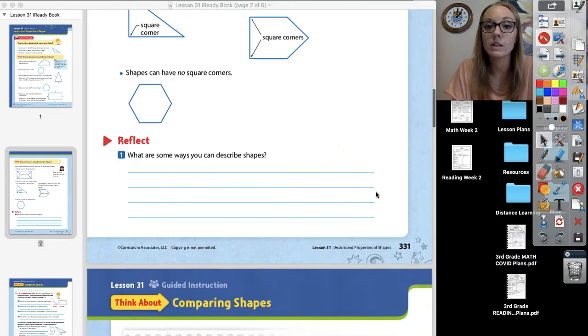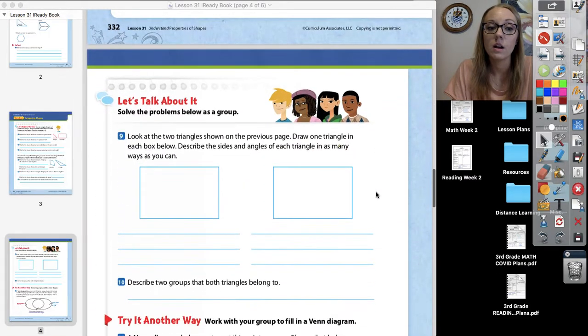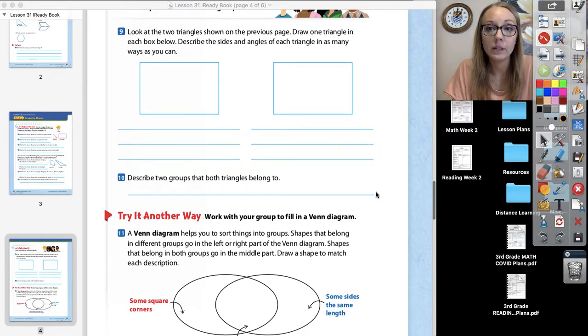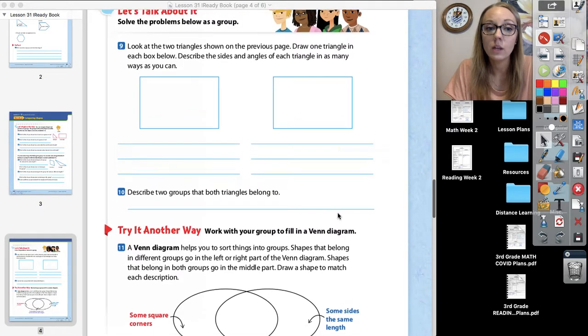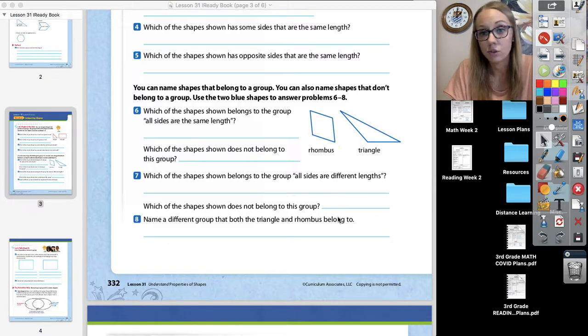You can go on into pages 332, 333. It's pretty simple, pretty spelled out. If you can describe these shapes and describe the angles and describe their properties, you are set.